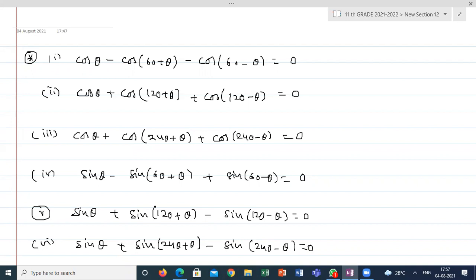Expand using cos(A plus B) and cos(A minus B). Using the compound angles, expand and you will be able to prove it. If you are able to remember all these things, it will be easy in MCQs. Is it clear, guys? Related to the compound angles, how far can we go?